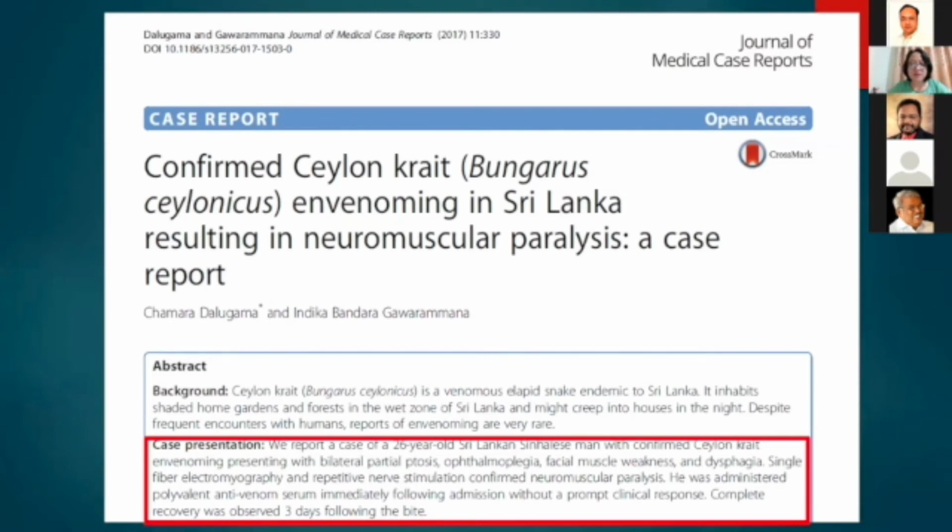And there were tests like single fiber electromyography and repetitive nerve stimulation that confirmed the neuromuscular paralysis. And he was administered the polyvalent antivenom, and complete recovery was observed in 3 days following the bite.